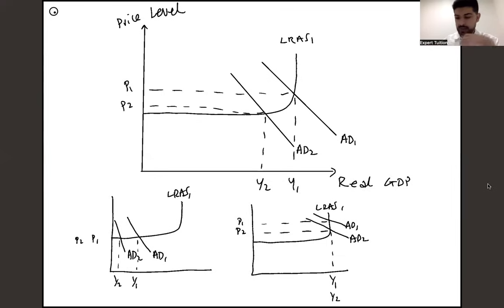Whereas on the left-hand side over here, if the economy is struggling to begin with and AD shifts inwards, this is a catastrophe because you just get negative growth, higher unemployment, and nothing has happened to inflation. Right, this is why I think this is a really clever evaluation for this question.